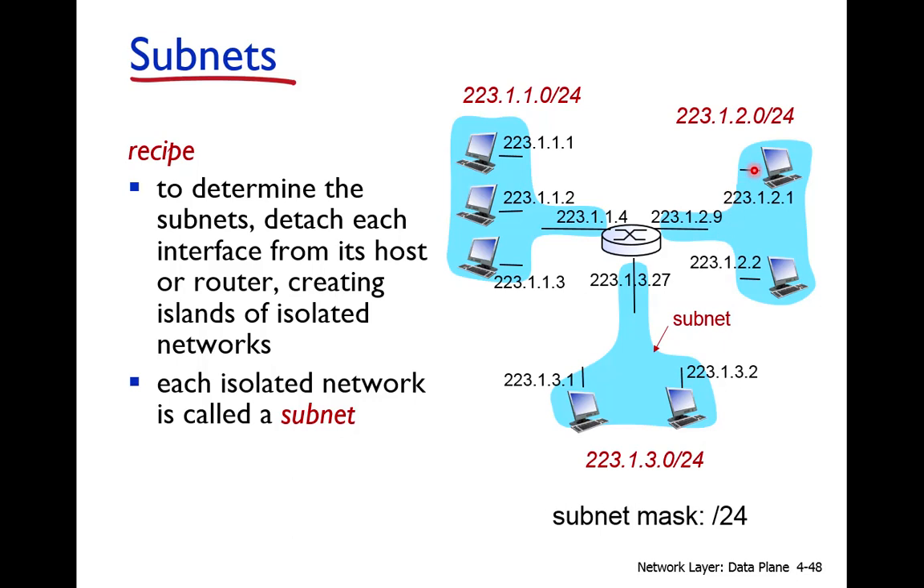223.1.2, 223.1.2, 223.1.2, they are the same here for each and every host, for each and every interface. So this is called the subnet part, or the network part, or the subnet mask. We will discuss it also later on.